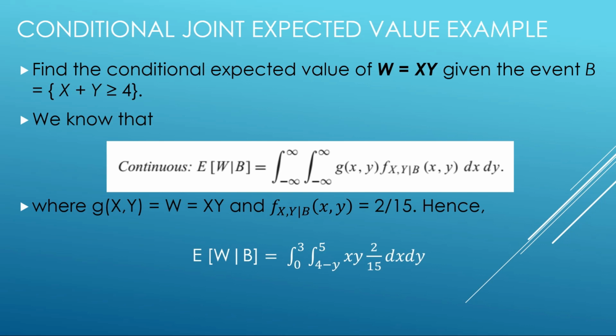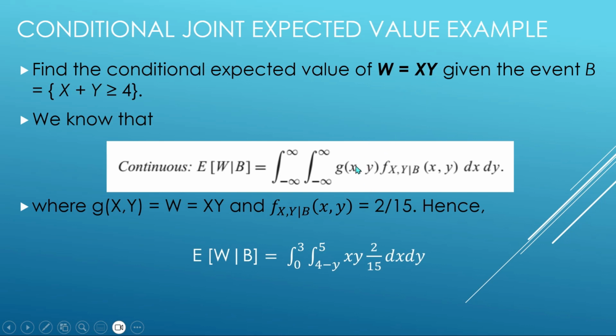Now find the conditional expected value of w, which is equal to x into y, given that event b is x plus y must be greater than or equal to 4. So for a continuous function, the expected value E of w given b is equal to the integral of g of x comma y into f of x comma y given b dx dy. And here g of x comma y is given as w is equal to x into y. This is given to us. So it becomes very simple.